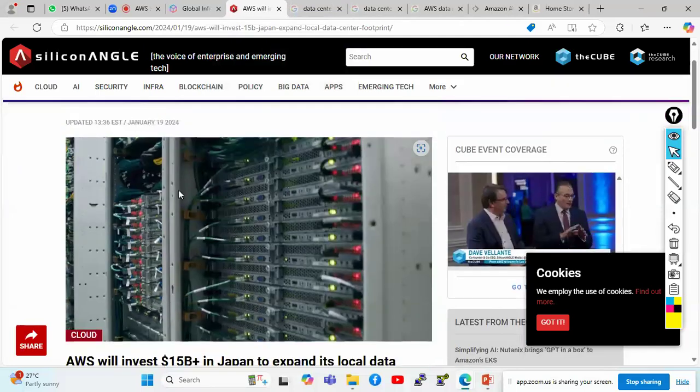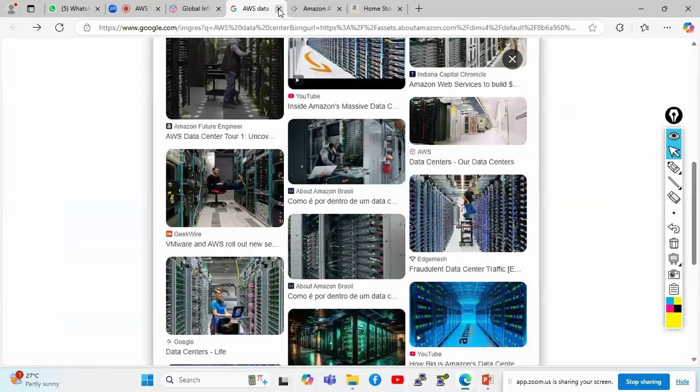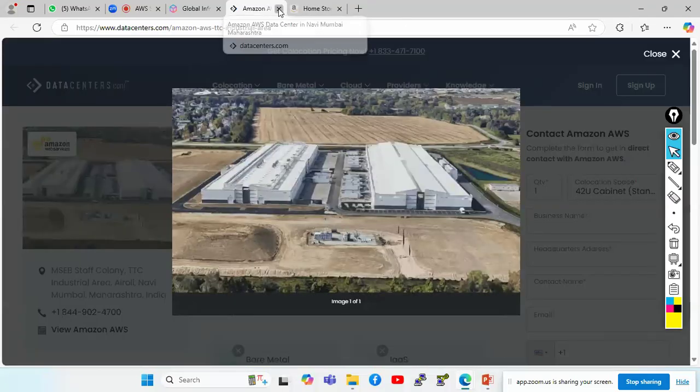This is one picture inside a data center, where your application, whether Skype or WhatsApp or Instagram, will be installed, and you will be accessing it through the internet. So this is all about the data centers. This is an Amazon data center.